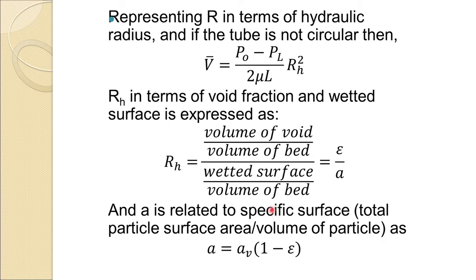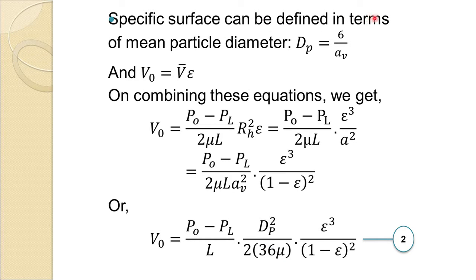So, A is also related to the specific surface, that is, the total particle surface area divided by the volume of the particle. This comes out to this, and this specific surface is also defined in terms of the mean particle diameter, which is 6 by dv, and what we said about the superficial gas velocity. So, when the particles, this is the average velocity and this is the void fraction. If we divide the superficial velocity by the void fraction, you will get the interstitial velocity. So, this V actually is the interstitial velocity, V bar.